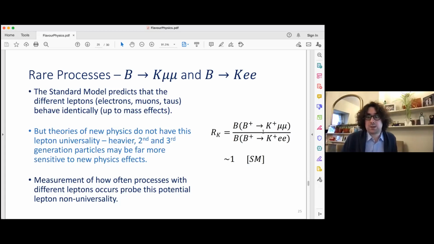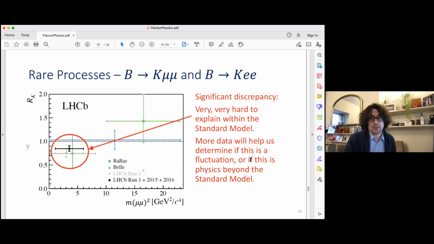This ratio between the rate at which they occur should be 1 in the standard model. But if I see a deviation from this unity, then I might begin to question whether or not my data are consistent with standard model predictions. And indeed, this specific ratio, considering these K mu mu and K e e decays, has been measured at a bunch of experiments.